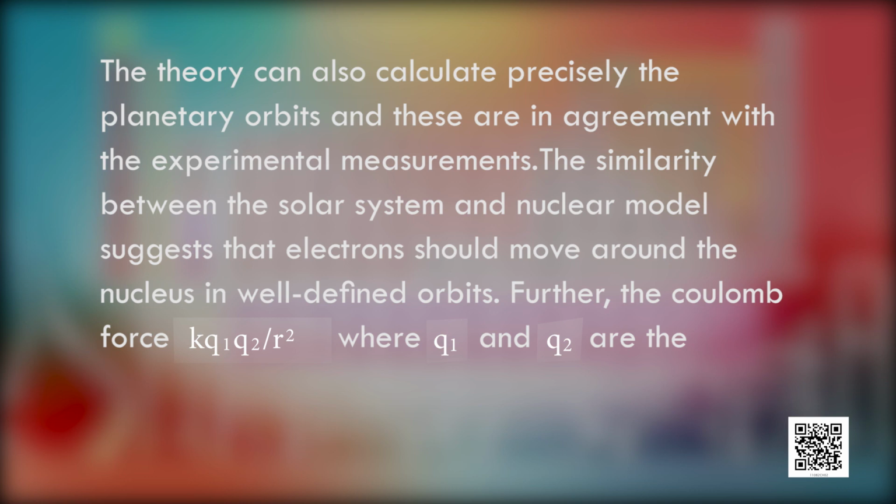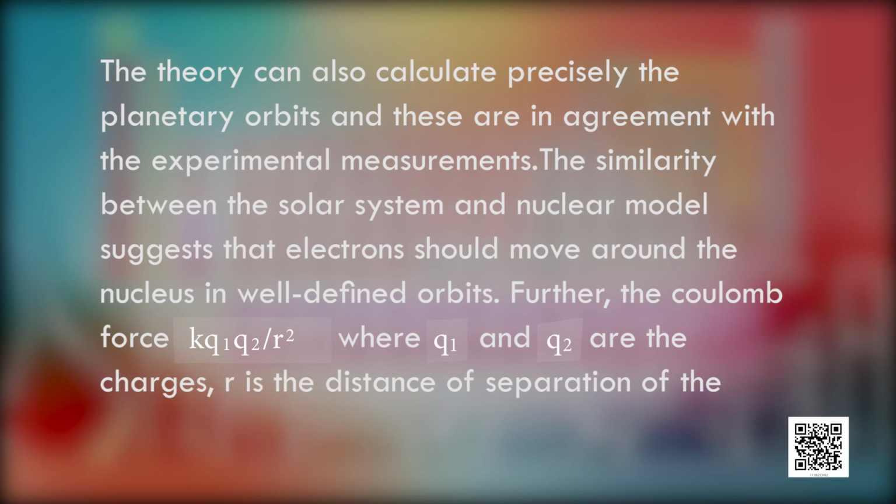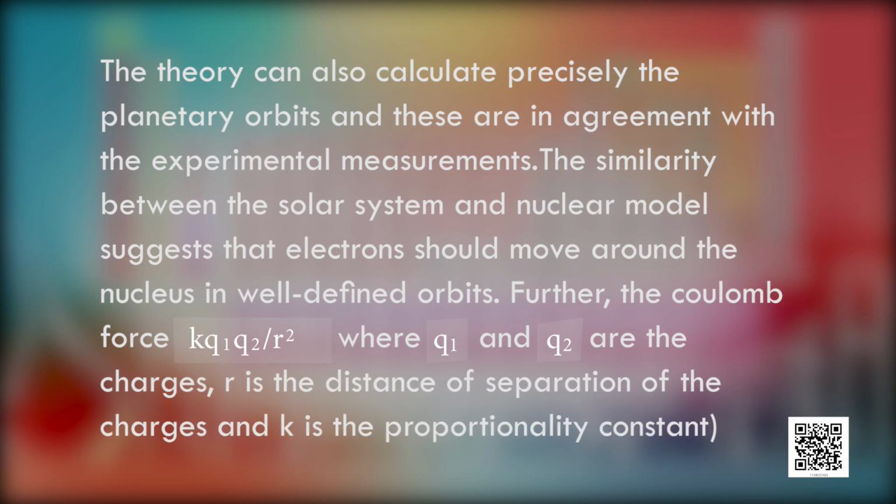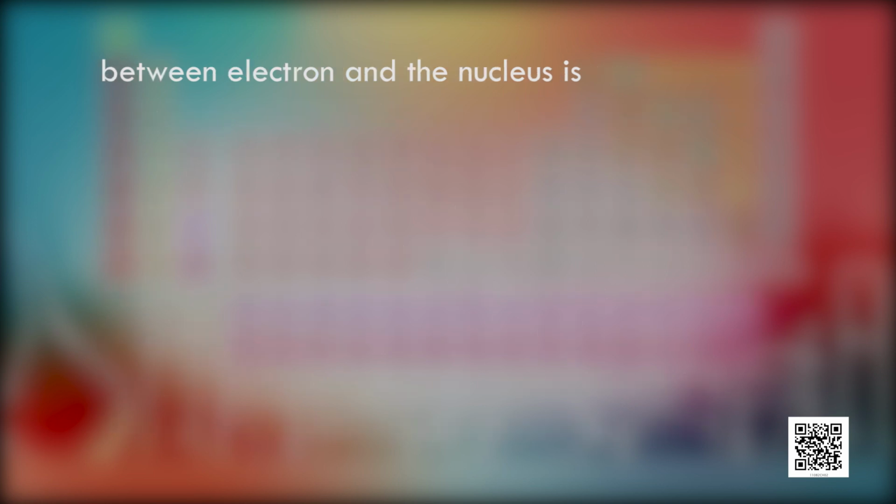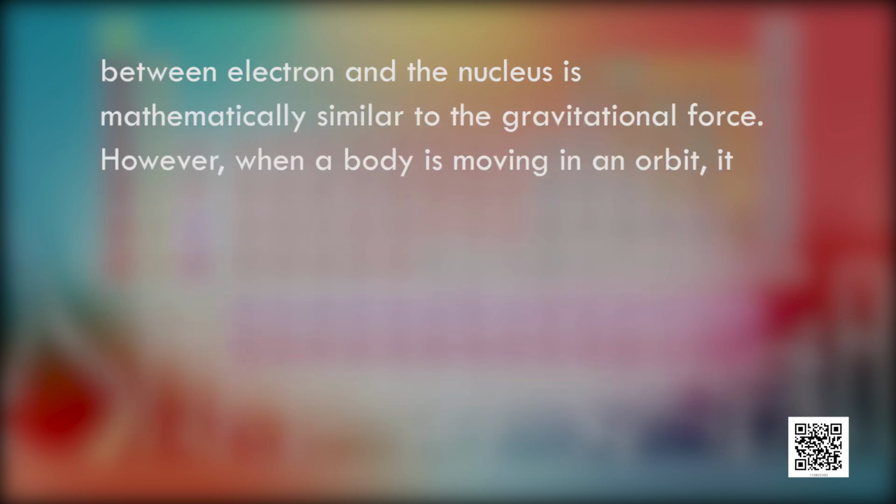Further, the Coulomb force, that is K Q1 Q2 divided by R squared, where Q1 and Q2 are the charges and R is the distance of separation of the charges, and K is the proportionality constant. So, this force between the electron and the nucleus is mathematically similar to the gravitational force.